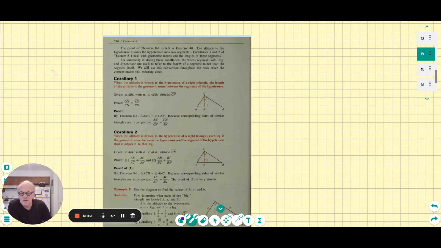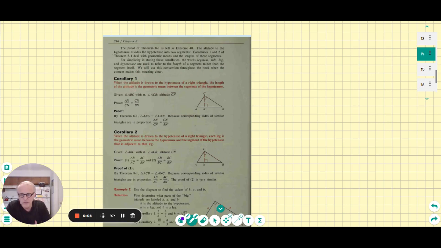Okay, so we're going to look at two corollaries that deal with this situation where you have an altitude drawn to the hypotenuse in a right triangle. We're going to come up with some names for these different segments that are created, such as segment, side, leg, and hypotenuse. We're referring to that as the length of the segment rather than the segment itself.